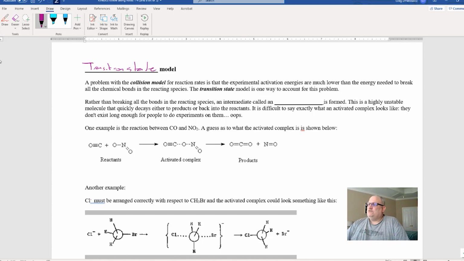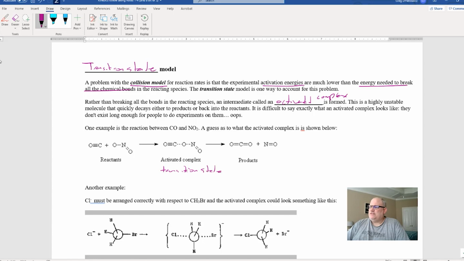So there were issues with the collision model, just two things hitting into each other, because they discovered that when you actually took a look at the activation energies that were required, they were much lower than the energy needed to break all the chemical bonds. So this new model says, hey, instead of breaking all of the bonds first and then reforming all the new bonds, what if we do them kind of simultaneously? And they came up with the idea of an activated complex. An activated complex, we sometimes know it as a transition state. So, activated complex or transition state.